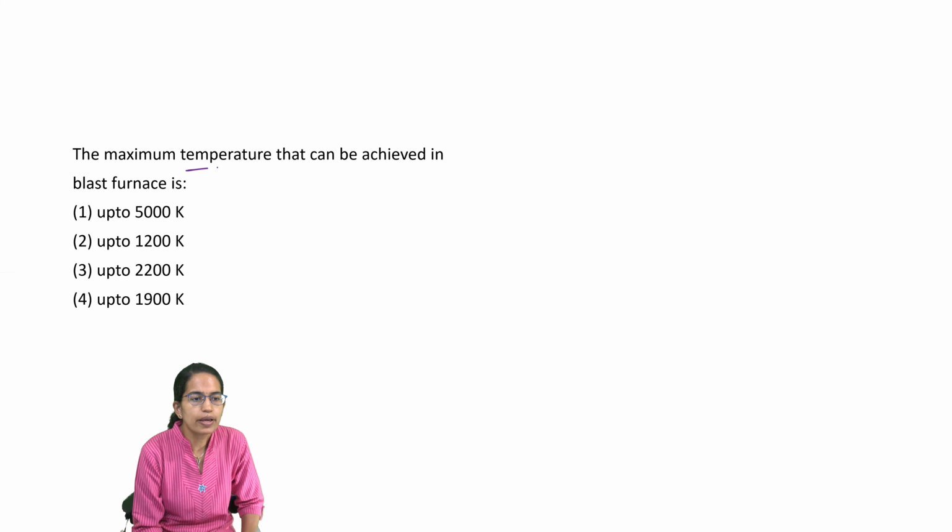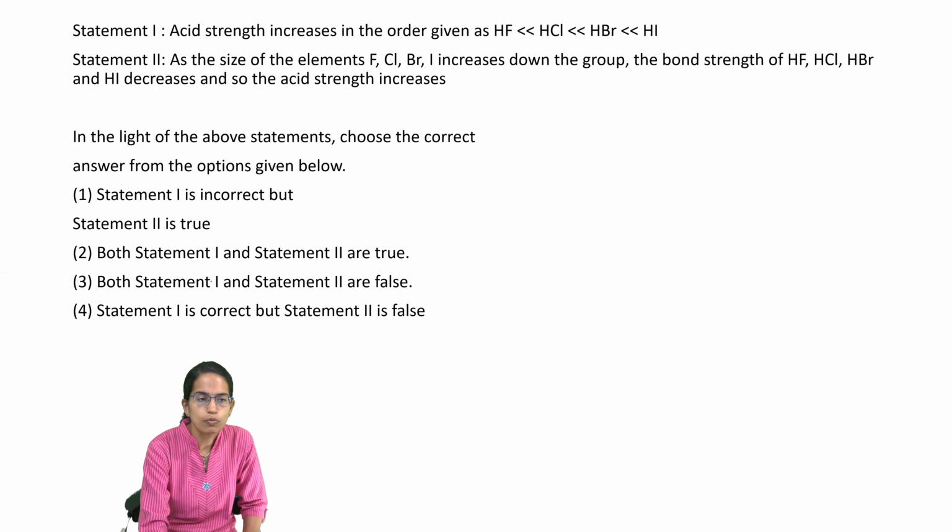The next is the maximum temperature that can be achieved in blast furnace is 2200 Kelvin. A very direct question, and this is attained near the bottom.